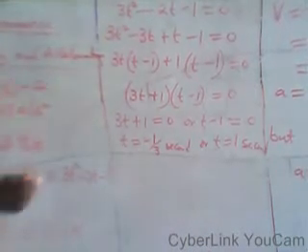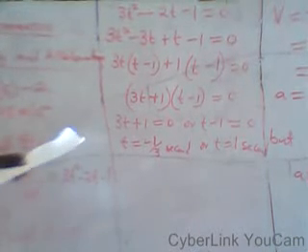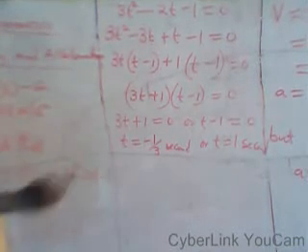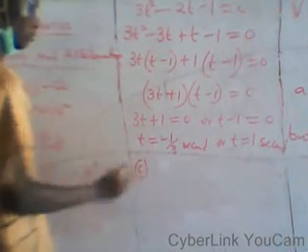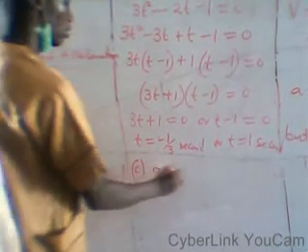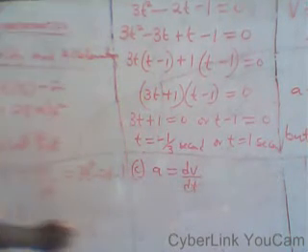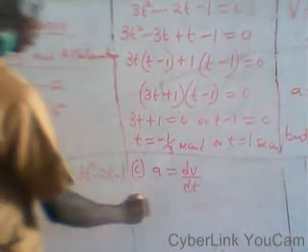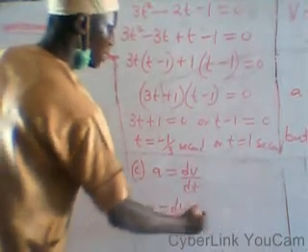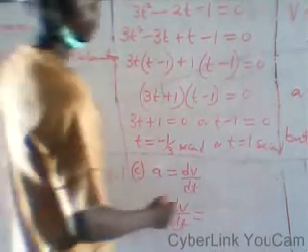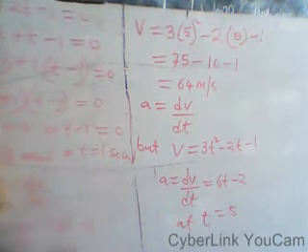Then the last one asks us to find the time when the acceleration will be 0. Don't forget that our acceleration, that is c, is equal to dv all over dt. So acceleration, which is dv all over dt, we have earlier established to be 6t minus 2.